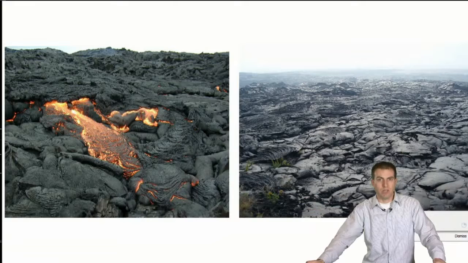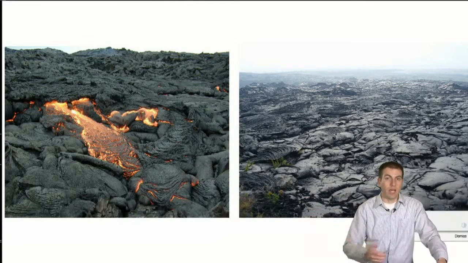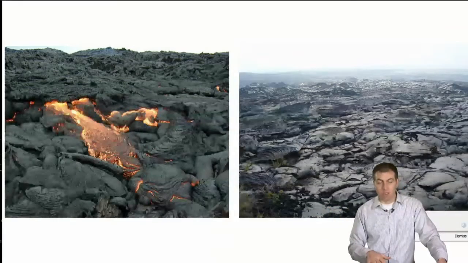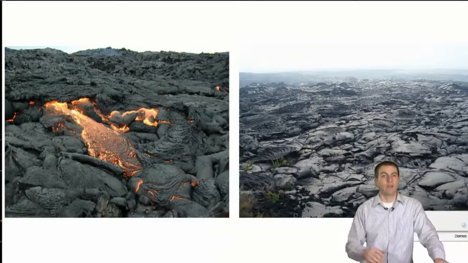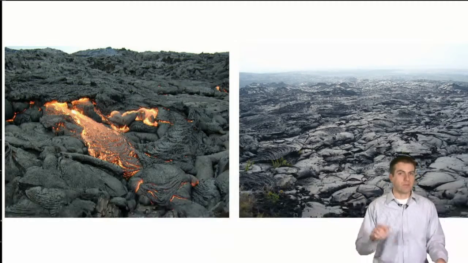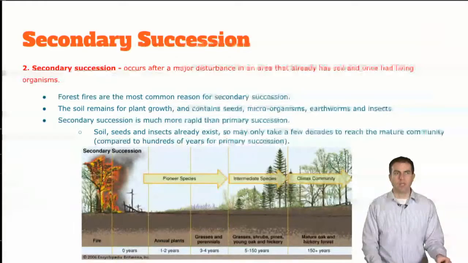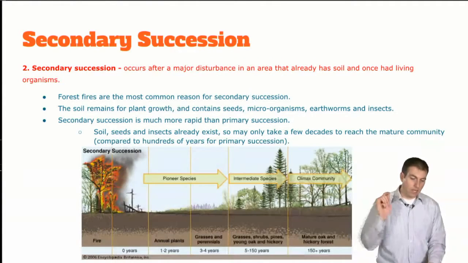So is it primary succession? For sure it is. There isn't any soil there. That community, even though it could be trapped below, needs to start from scratch again. You have weathering occurring, you have lichens and moss moving in. So lava is sort of the second reason why we can end up with primary succession.